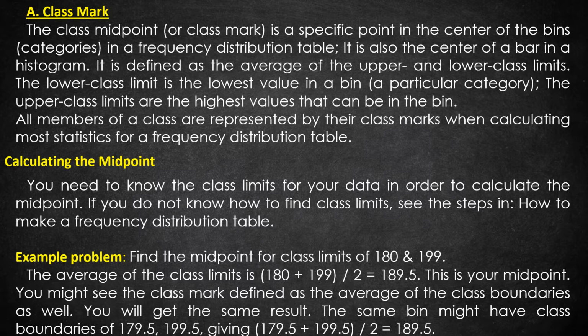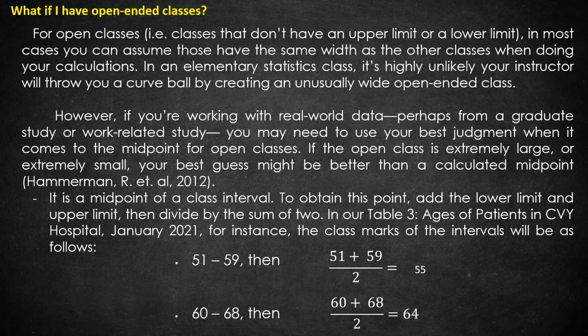So this will be an example. Find the midpoint for class limits of 182 and 199. The average of the class limits is 180 plus 199 divided by 2. That is 189.5. This is your midpoint. You might see the class mark defined as the average of the class boundaries as well, and you will get the same result. The same bin might have class boundaries of 179.5 and 199.5, giving 179.5 plus 199.5 divided by 2, which is also 189.5. Okay?